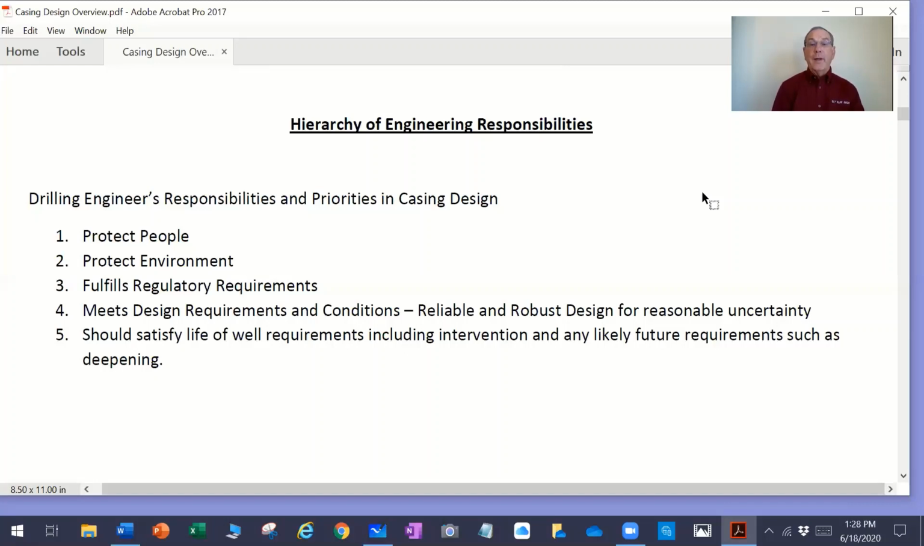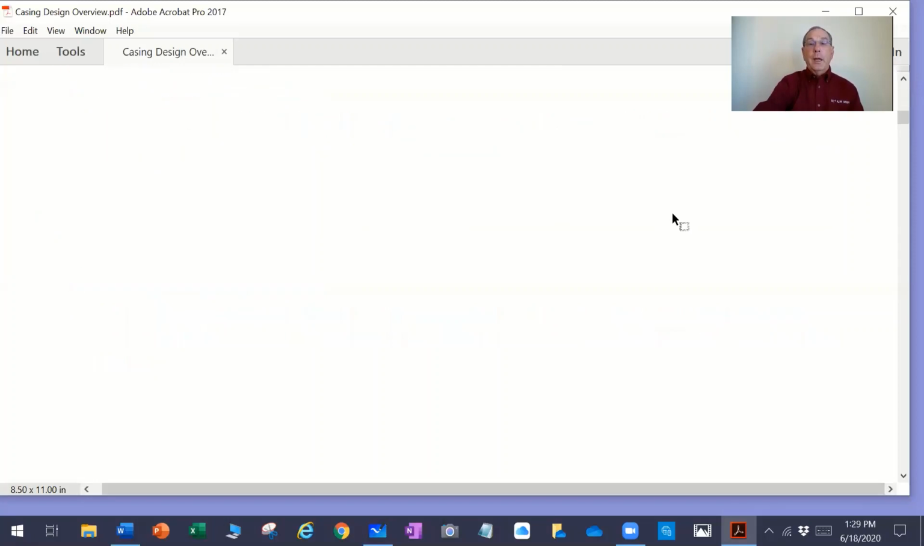We want to have a reliable and robust design for any reasonable uncertainty about the project. We don't always know everything. And it also should satisfy the life of the well requirements, including any intervention or any likely future requirements, such as possible deepening or anything like that that we might be aware of. So all of these things would be taken into consideration when you're doing casing design.